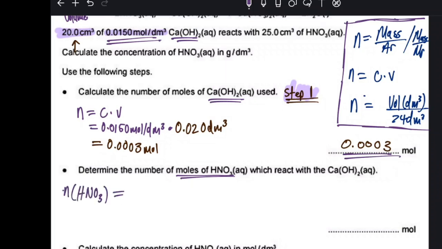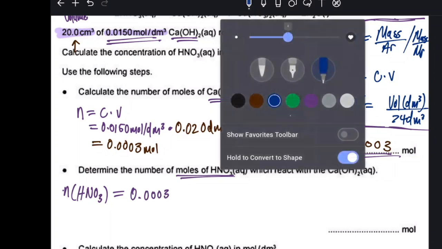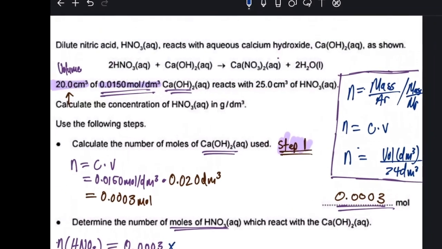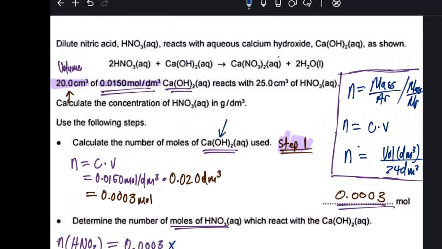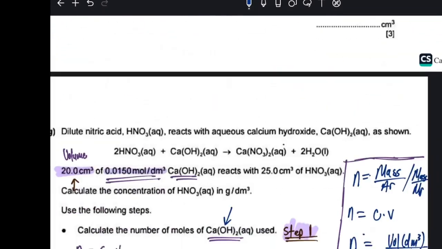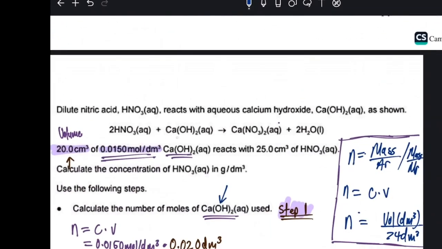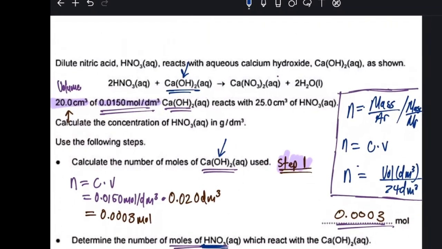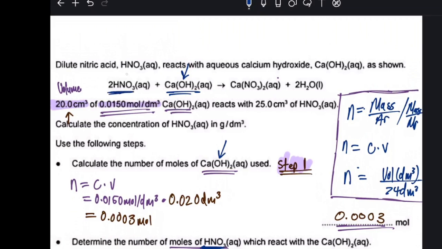So I start with the moles that I have already, 0.0003. Then I multiply by the ratio. Who did we have? CaOH2. So we come to the equation. We look for CaOH2. It's this one. We see the number in front of him. Then who do we want? We want HNO3. This is the other one.